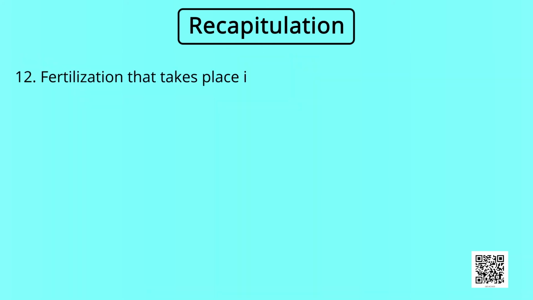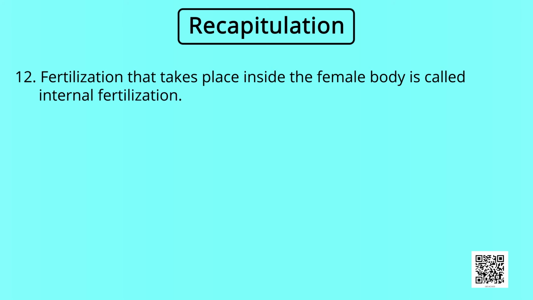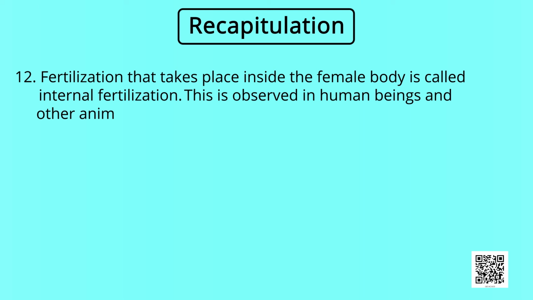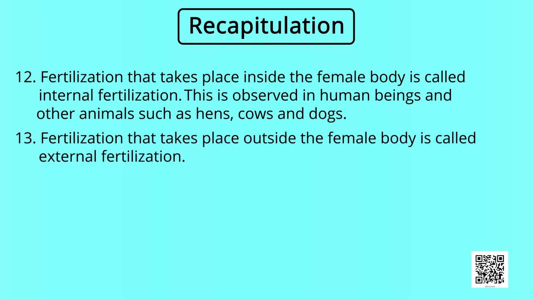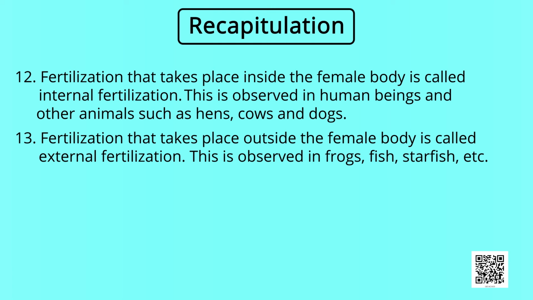Fertilization that takes place inside the female body is called internal fertilization. This is observed in human beings and other animals such as hens, cows and dogs. Fertilization that takes place outside the female body is called external fertilization. This is observed in frogs, fish, starfish, etc.